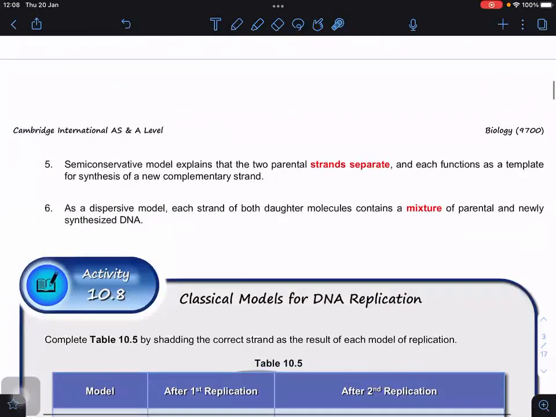Semi-conservative says that the two parental strands separate during replication, each functioning as a template for synthesis of a new complementary strand. The dispersive model says that both daughter molecules contain a mixture of parental and newly synthesized DNA. So what does this mean?